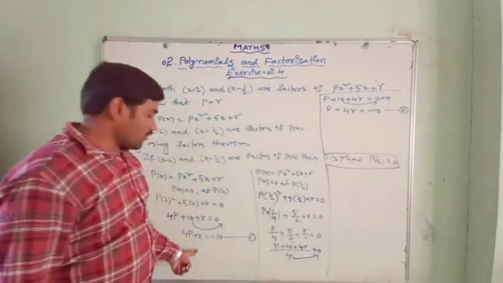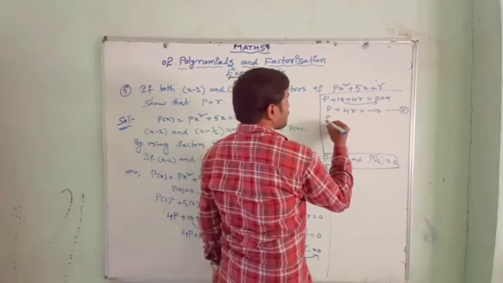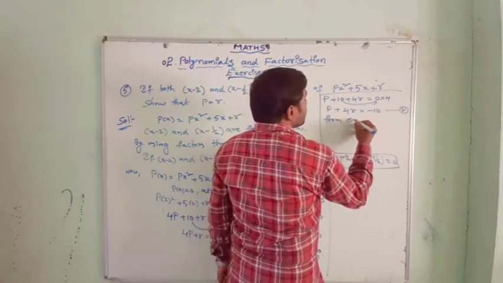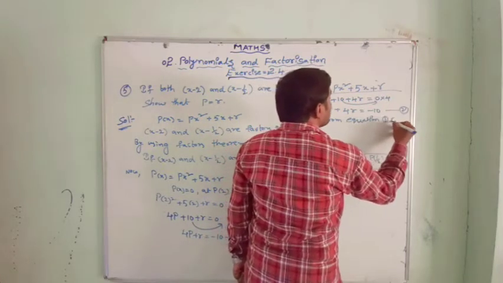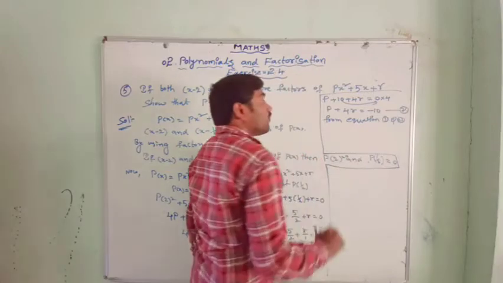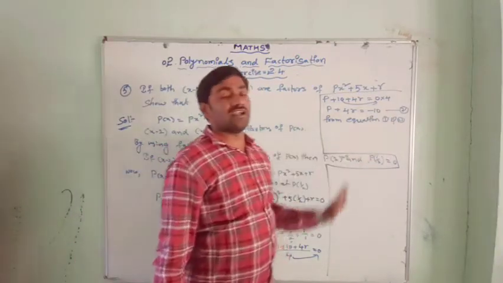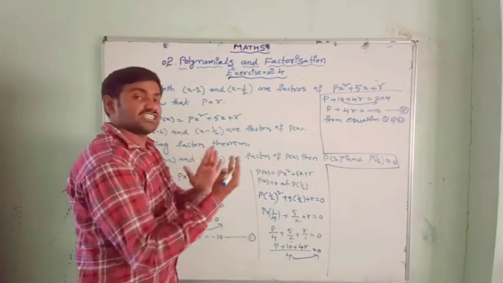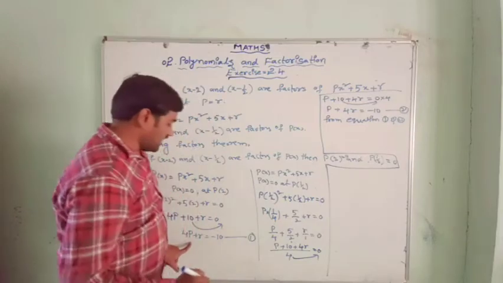Now we got equation number 1 and also equation number 2. From equation numbers 1 and 2, see that both the RHS are equal. Here RHS is minus 10, here also RHS is minus 10. So both the RHS are balanced. So we have to make the LHS equal now. So let us make the LHS equal.